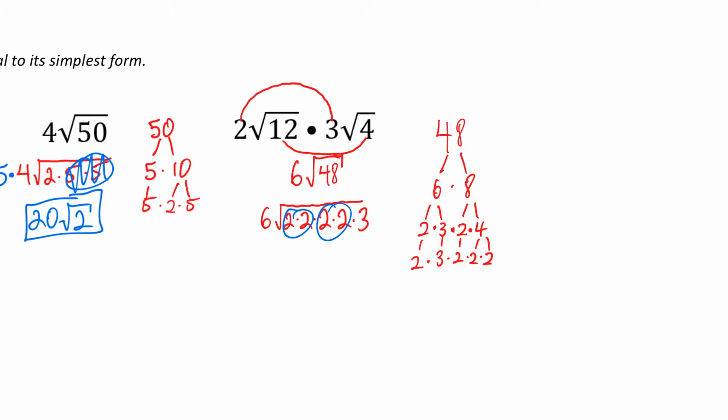Pair of 2s, another pair of 2s, so that's a 2 outside. Another 2 outside. So 2 times 2 is 4, times 6 is 24. And then on the inside, that's just that single 3 by itself. So 24 square roots of 3.